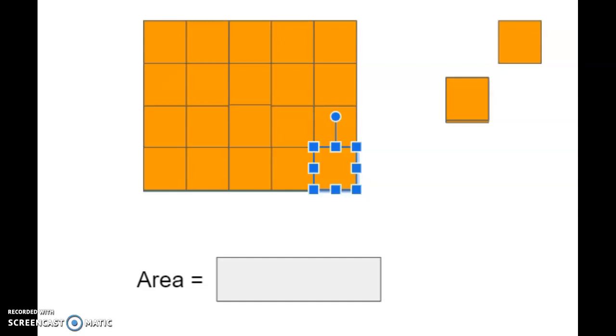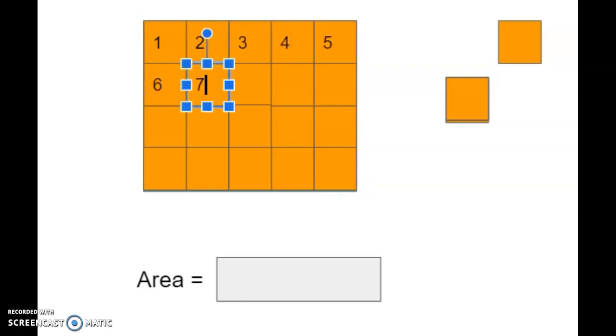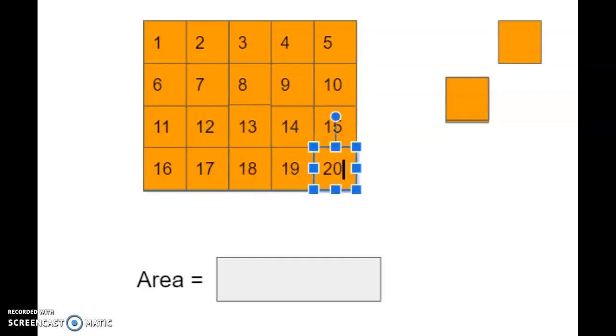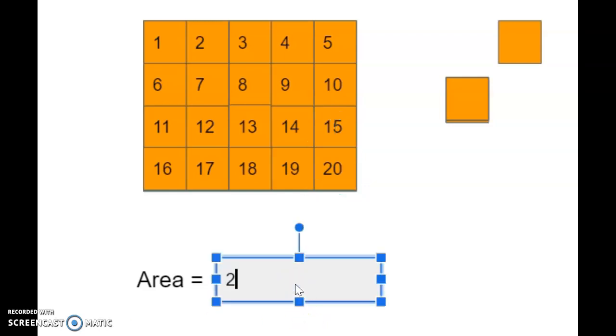Because remember, area is the number of squares within a shape. 1, 2, 3, 4, 5, 6, 7, 8, 9, 10, 11, 12, 13, 14, 15, 16, 17, 18, 19, and 20. There are 20 squares, or 20 square units within our rectangle. So our area is going to be 20 square units.